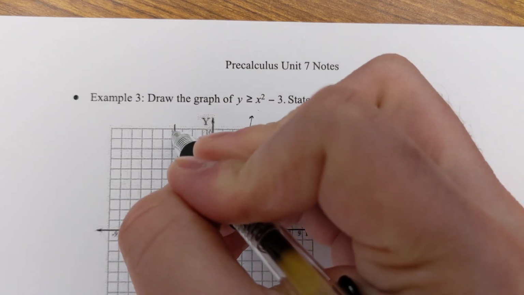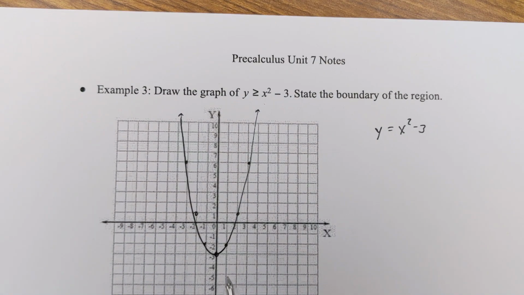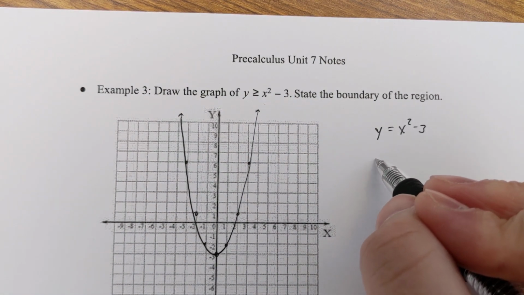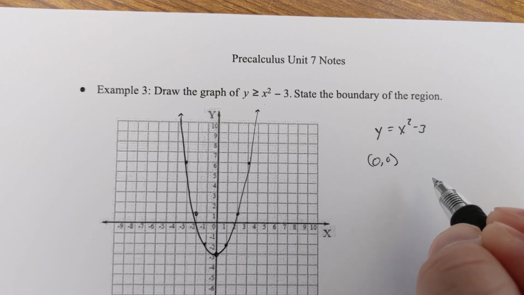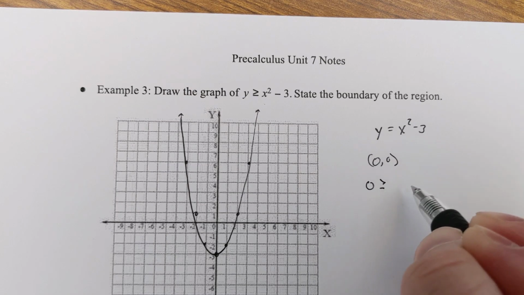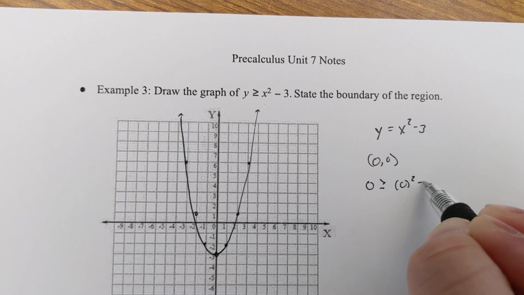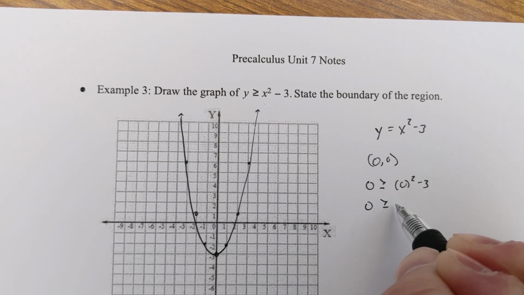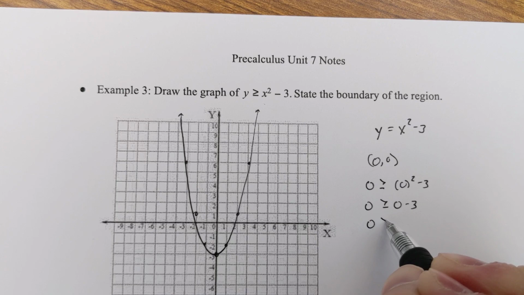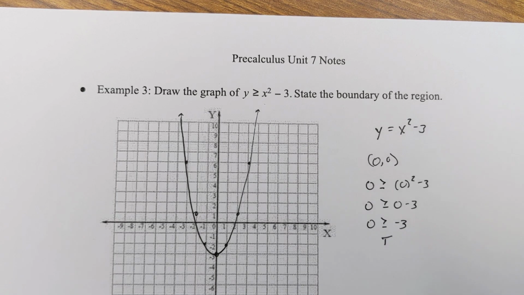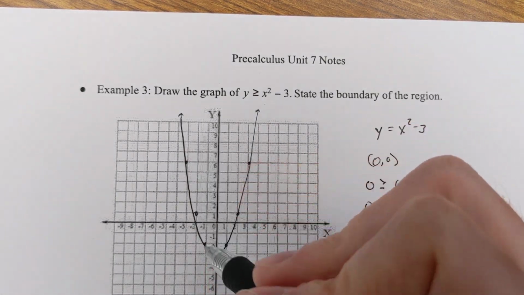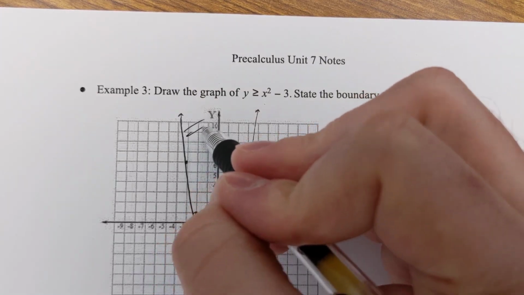All right, so then I need to choose a point. 0, 0 is the easiest one to use, and my graph does not go through it. So I'm going to check my point 0, 0. So 0 is greater than or equal to 0 squared minus 3. 0 is greater than or equal to 0 minus 3. 0 is greater than or equal to -3. This statement is true, which means I shade the side of the line that has 0, 0, which is the inside of the parabola.